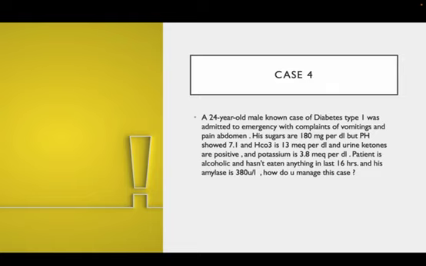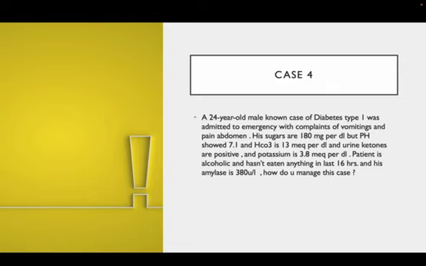Potassium is 3.8, so we can straight away start fluid therapy, start insulin therapy along with potassium supplementation of about 20 milliequivalents per liter per hour or something. We will manage this case as DKA. That is a possibility. But the patient is alcoholic and hasn't eaten anything in the last 16 hours and his amylase is 380. So there are 3 different highlighting points in this case.